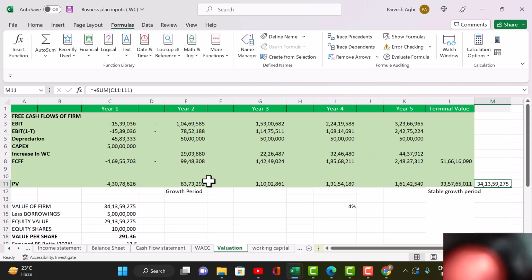341359,275. Okay, now if I reduce the borrowings out of it, this will become the value of equity shareholders. And if we divide by the number of shares the company has, 1 lakh shares, 1 crore shares, if the face value is 10 rupees, so there will be 10 lakh shares. So value per share comes to 291. So that means this company's value today, the real value of the share of this company should be 291 rupees. Is that okay? अगर ये मार्केट में 200 का बिक रहा है तो खरीद लो. That means it's undervalued.